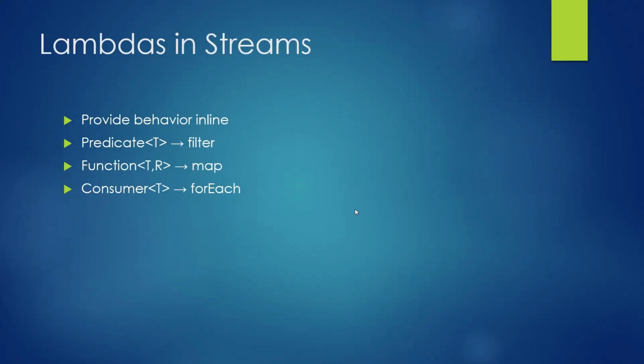We use lambdas in streams a lot. As a matter of fact, lambdas are one of the things that make streams possible. They provide behavior inline, so you can pass this behavior as an argument. Again, filter uses a predicate, map uses a function, and forEach uses a consumer.